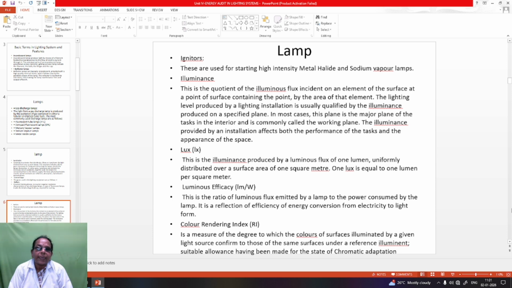Color rendering index. It is a measure of the degree to which the color of a surface illuminated by a given light source conforms to those of the same surfaces under the reference illuminant, suitable allowance having been made for state of chromatic adaptation.